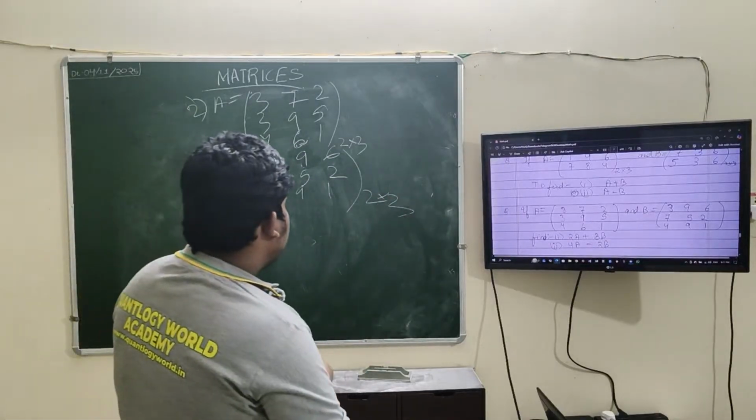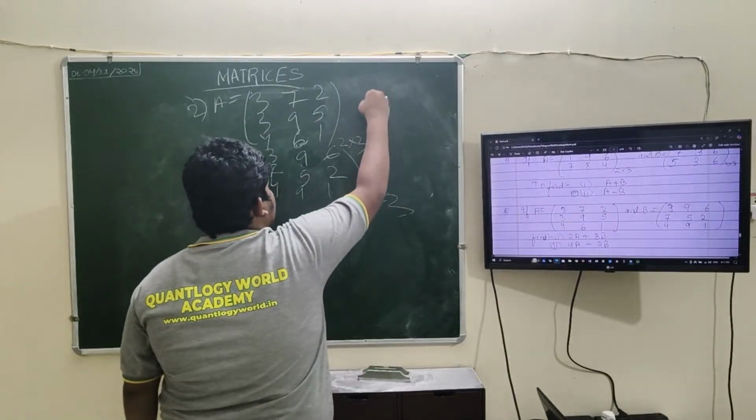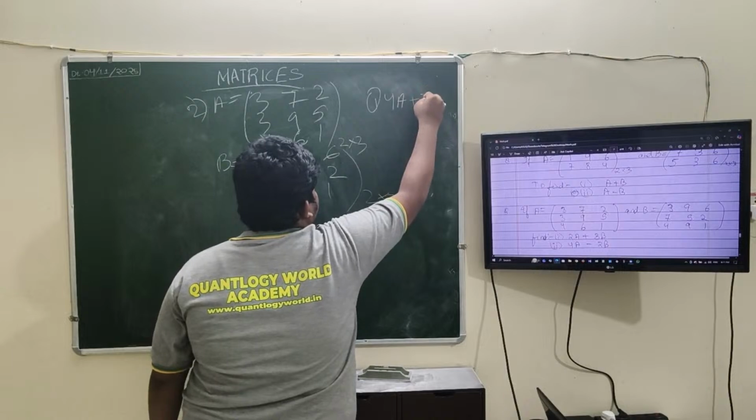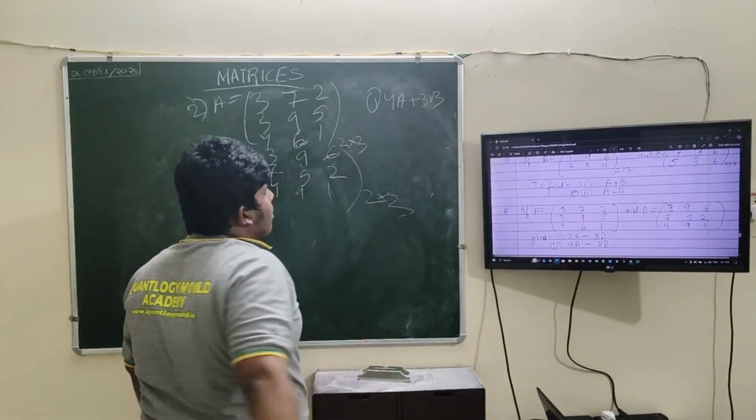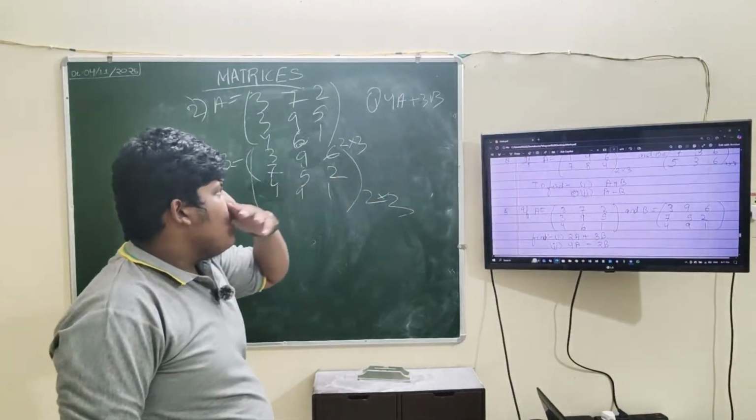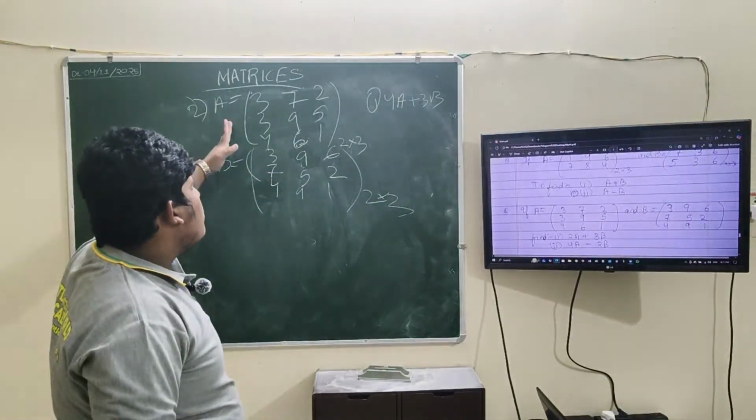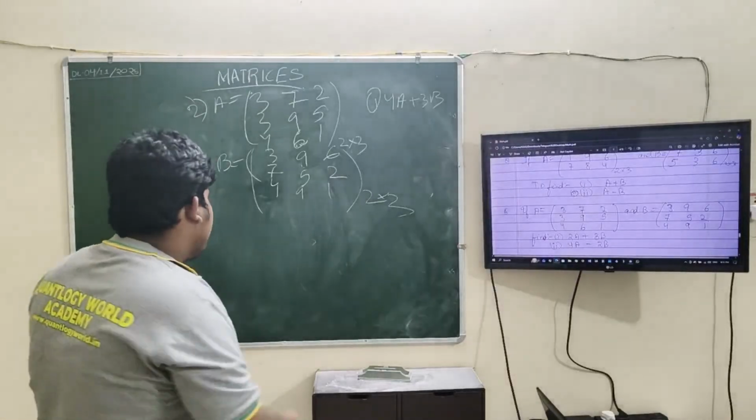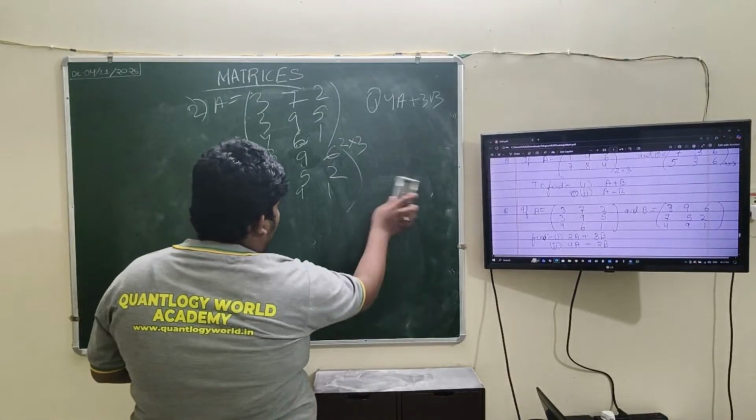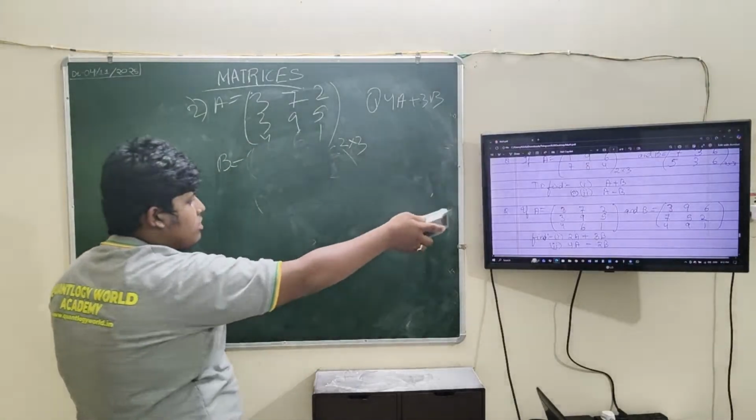So here the first bit asks us to find 4A plus 3B. You might think this is a bit confusing, but 4A plus 3B is just multiplying 4 to all elements of matrix A. So first we will find 4A. I can erase this, but because the question is given on the screen, I will leave it.